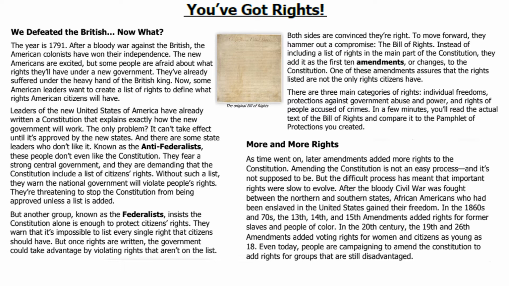In the 1860s and 70s, the 13th, 14th, and 15th Amendments added rights for former slaves and people of color. In the 20th century, the 19th and 26th Amendments added voting rights for women and citizens as young as 18. Even today, people are campaigning to amend the Constitution to add rights for groups that are still disadvantaged.